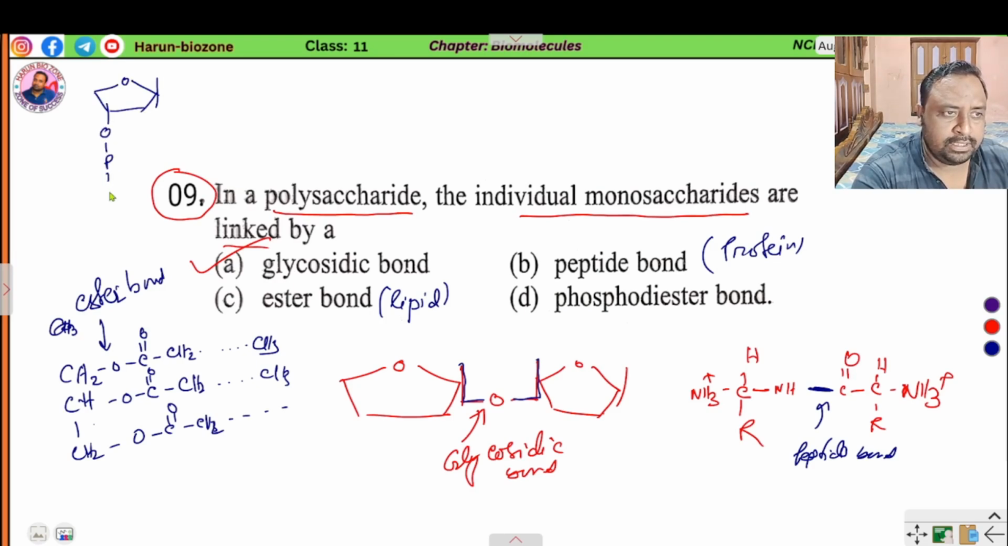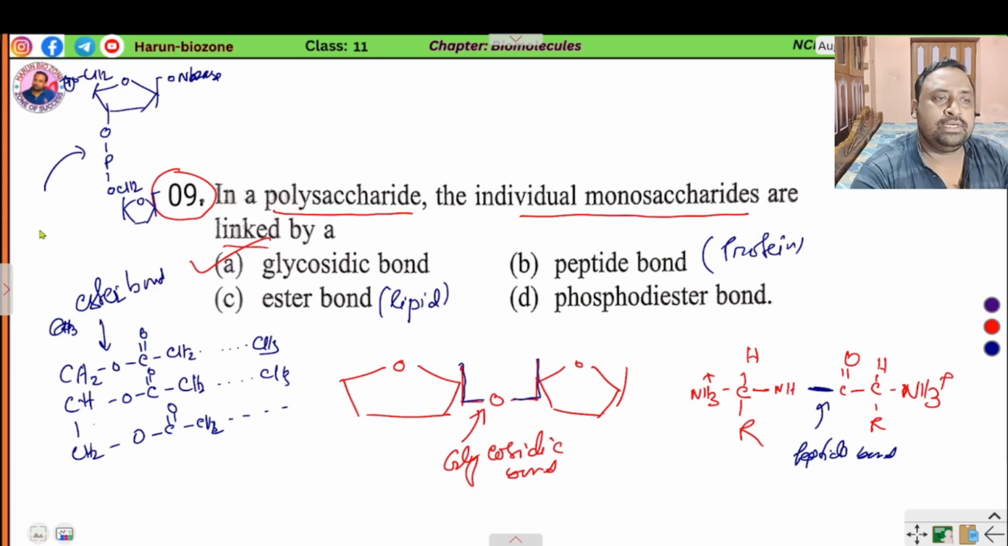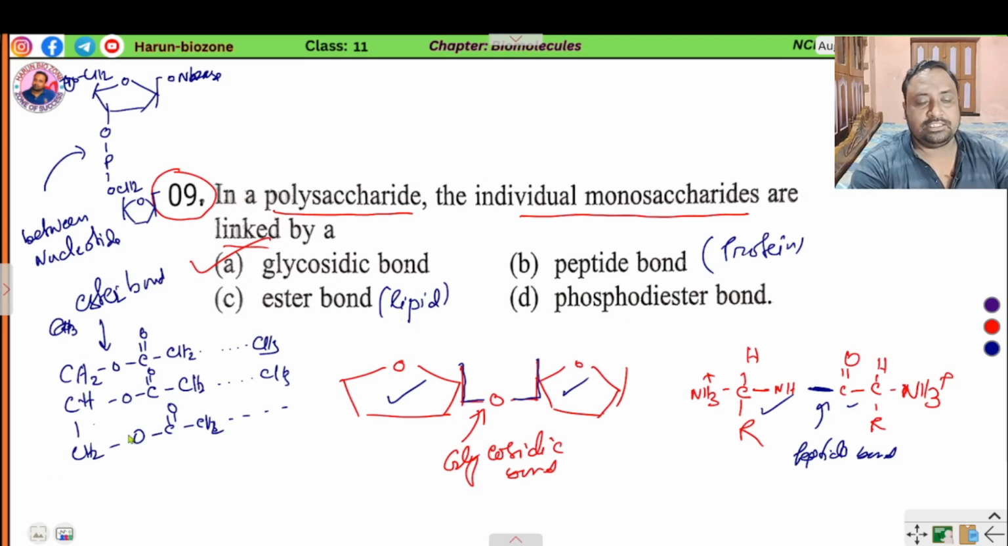This is phosphate, the nitrogen base, CH2, and phosphate. This phosphodiester bond is present between nucleotides. I think you totally understand all the bonds present in different biomolecules. So in a polysaccharide, the individual monosaccharides are linked by glycosidic bonds, and peptide bonds join amino acids. Ester bonds join fatty acid and glycerol, and phosphodiester bonds join nucleotides.